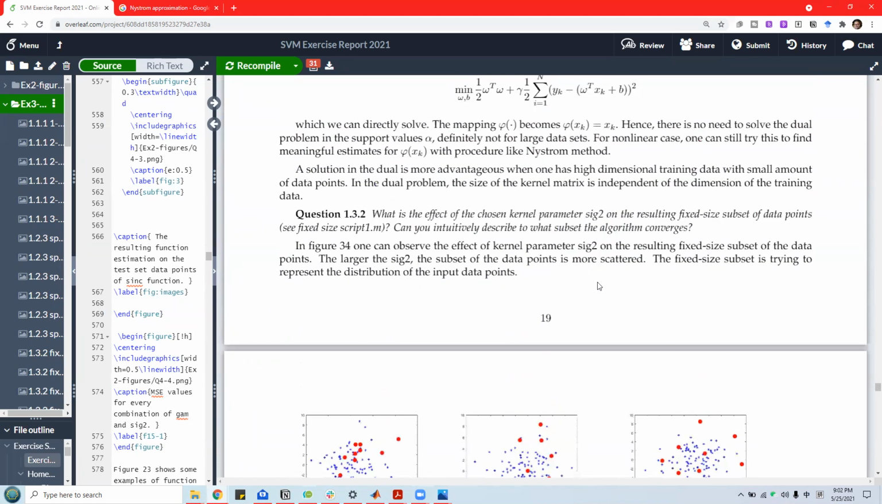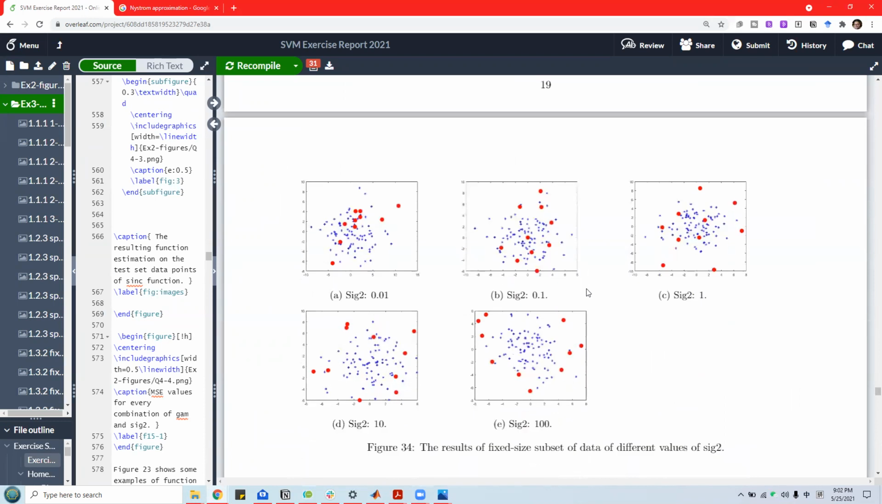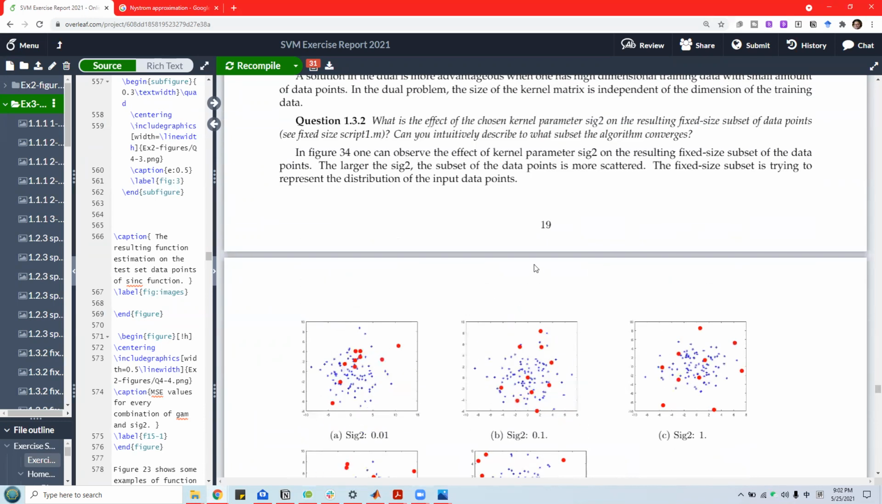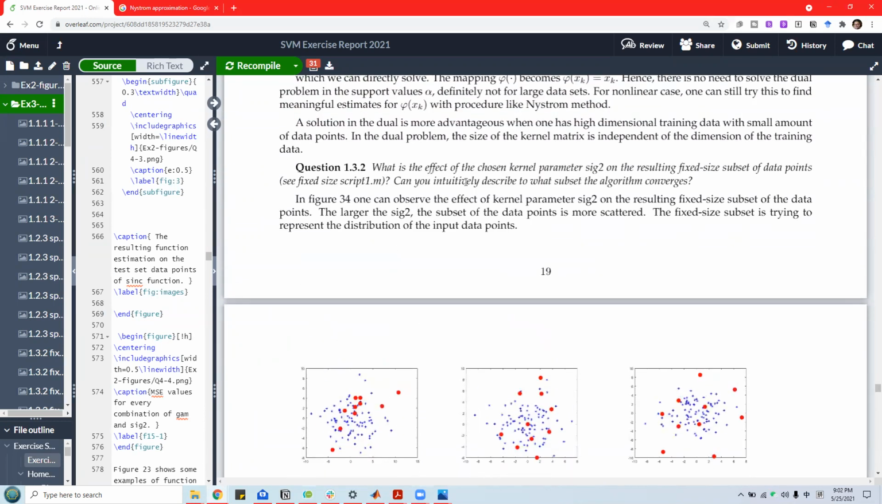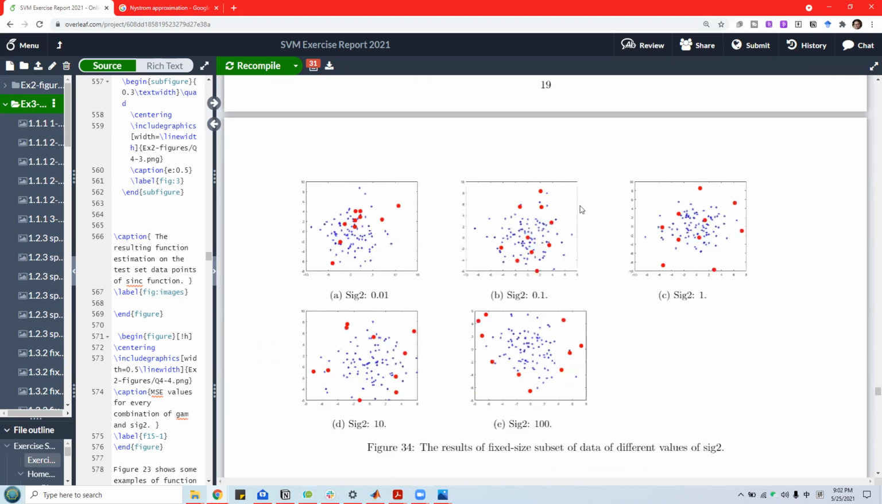And then of course, based on this, the question is asking what this subset should be. If you choose the right, suitable sigma 2, then it's trying to represent the normal distribution that you start with.